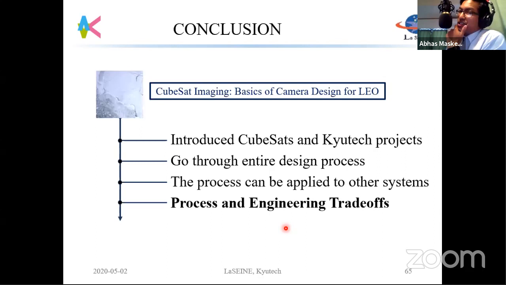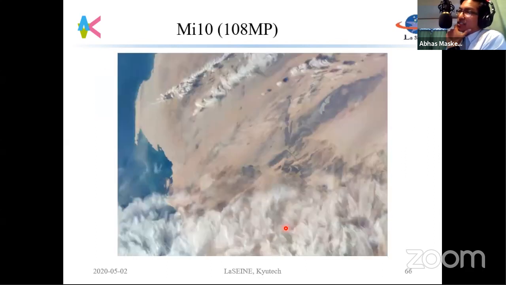One extreme engineering thing that I recently saw was using a Mi 10 phone on a CubeSat. They have 108 megapixels. I think it took a lot of time to be able to downlink this image. So they put basically a phone and took an image like this. This is a Chinese satellite.